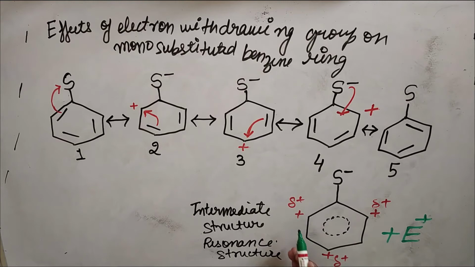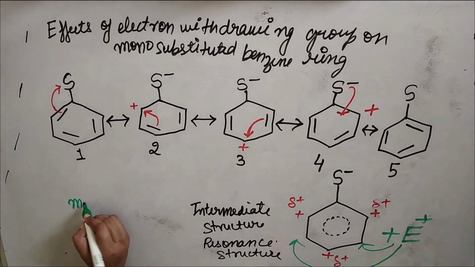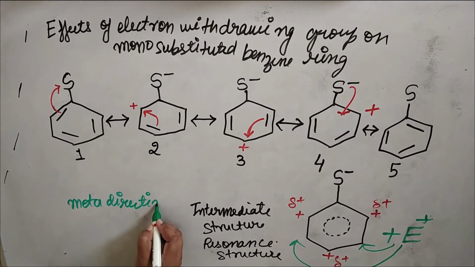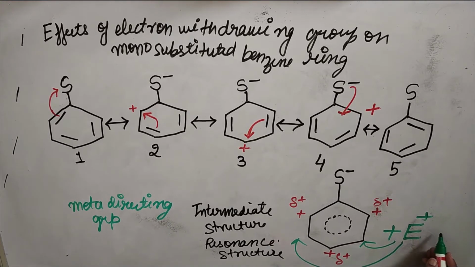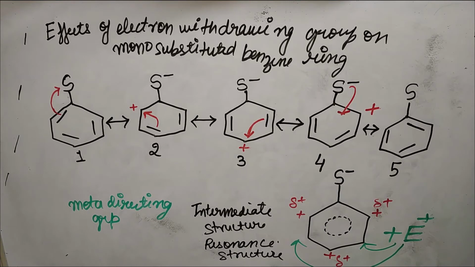go? At the ortho position and at the para position the positive charge is already there, and this electrophile will have a positive charge. So only the meta positions are left where the electrophile can possibly react. That is why deactivating groups are meta directing groups, because only the meta position is left where positive charge is not there. The electrophile is electron deficient, and the ortho and para positions also have electron deficiency. So the only possibility for the electrophile is to go to the meta position.